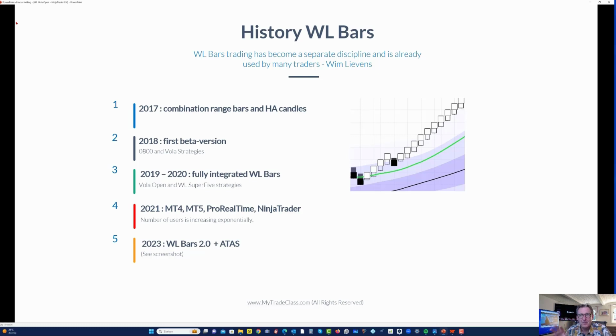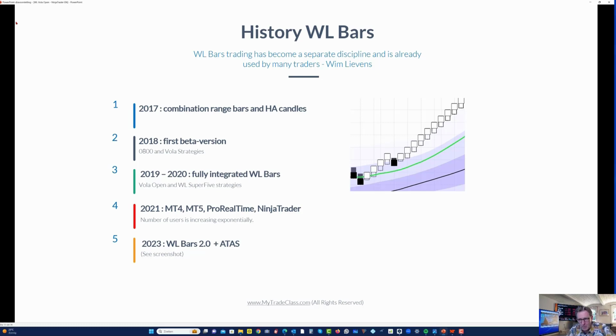And that was with the first fully integrated WL bar. So the WL bars were up and running. There were no bugs in it anymore. It really ran. And that was 2019. It was only on one platform. It was quite successful.